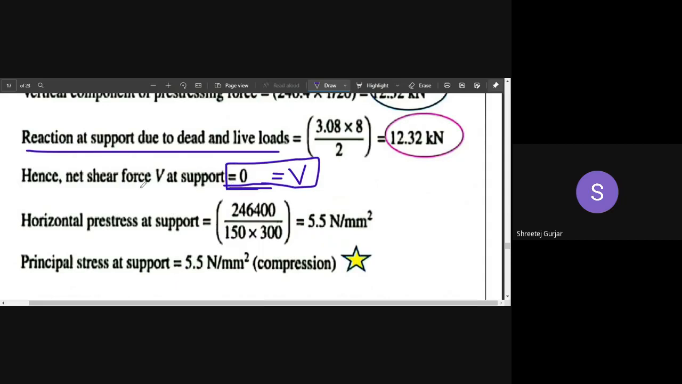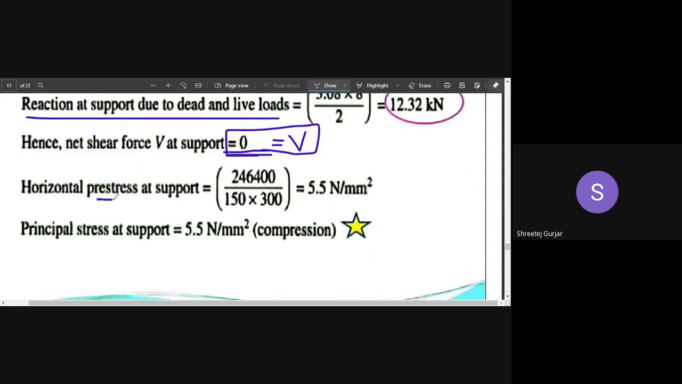Next, horizontal pre-stress at the support. This is Fx. Fx is P by A. P is the pre-stressing force which you have calculated, 246.4 kilonewton, so multiply by 1000. This is the pre-stressing force P divided by the cross-section area of your beam. So Fx we have calculated.